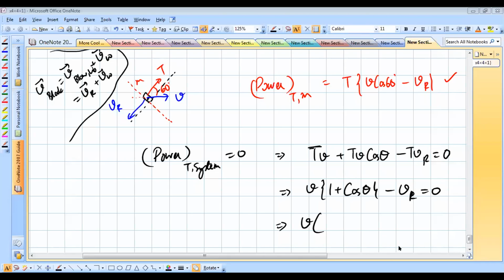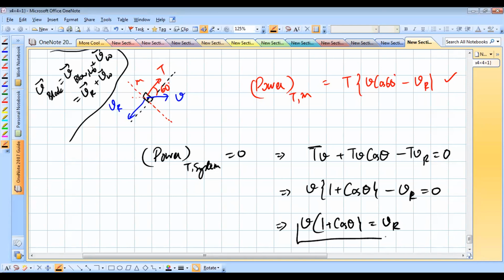Right, so you should be getting this now. This is my constraint relation between the velocities: the instantaneous velocity of this wedge in the ground frame, which is v, and the relative velocity of this block with respect to the wedge, which is vr. This is my constraint relation, and I'll convert that to acceleration also.